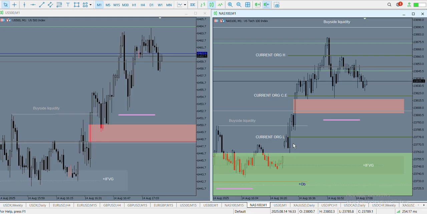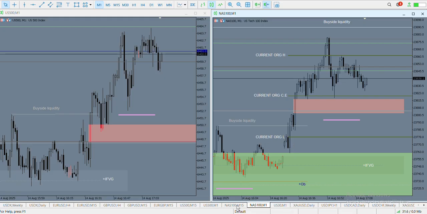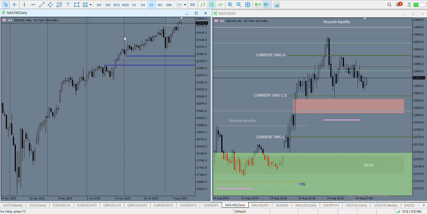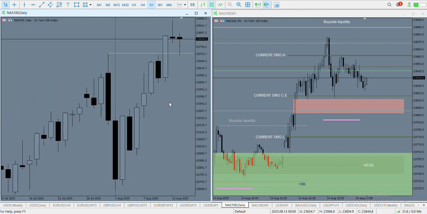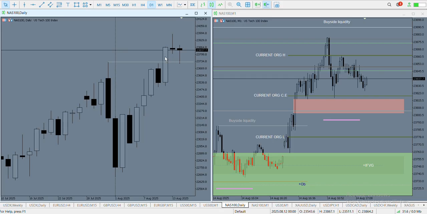So remember, I did not really start with a higher time frame bias. If you look at Nasdaq from a daily chart, we've gone above last month's high. So basically, we're trading at a deep premium. We're above 23,731. We're trading at 23,836. That's around 100 points or more.